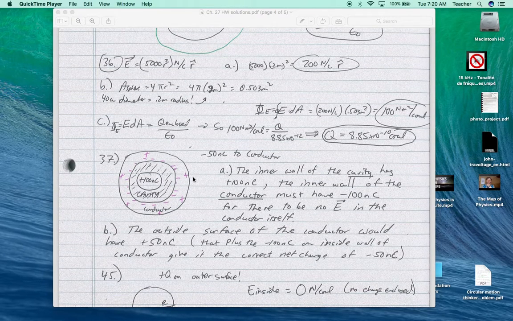37 I enjoyed doing because it let me think about the fact that if this outer conductor becomes negative 50, this inner point charge is plus 100. I still need negative 100 on the inside of the conductor, positive 50 on the outside of the conductor, in order for criteria to apply where anywhere within this region, this part of the donut, if you will, the electric field has to be 0 because there's no net charge enclosed.